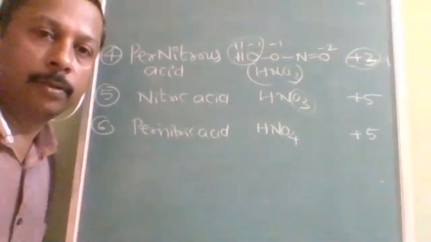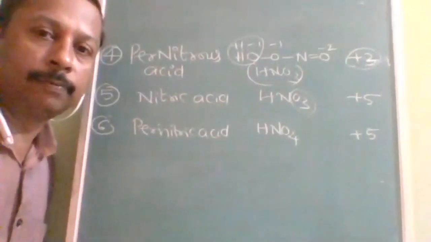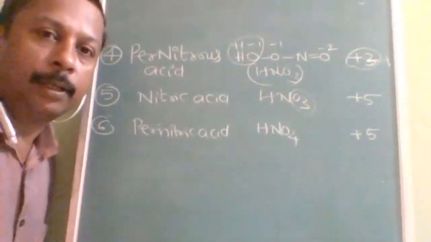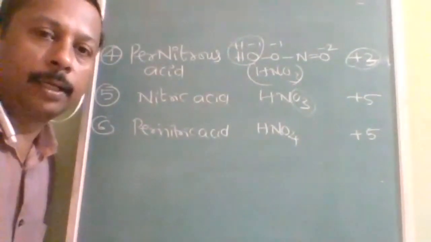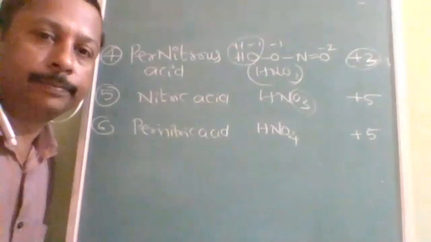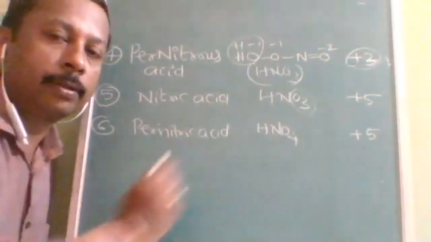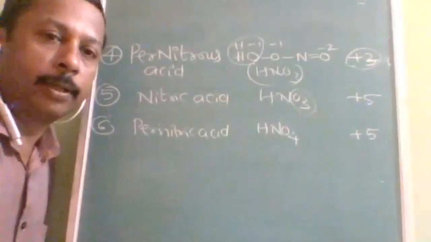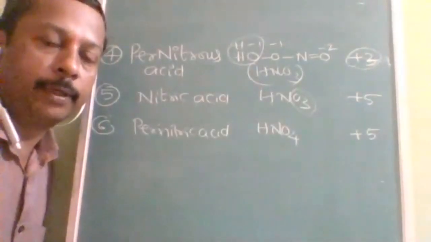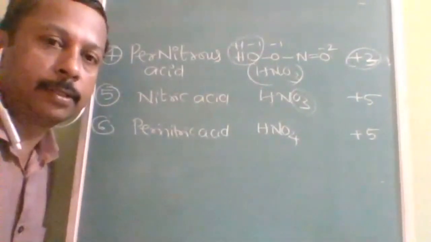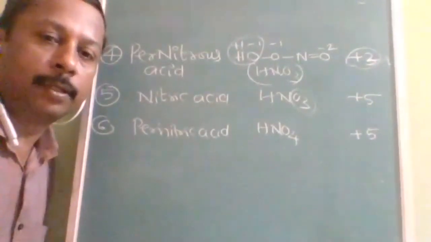Even though the molecular formula is the same, the oxidation number will be different. In pernitric acid, I think you know it. Pernitric acid is HNO4. Here also the oxidation number is different, because two oxygens will be in the -1 oxidation state.